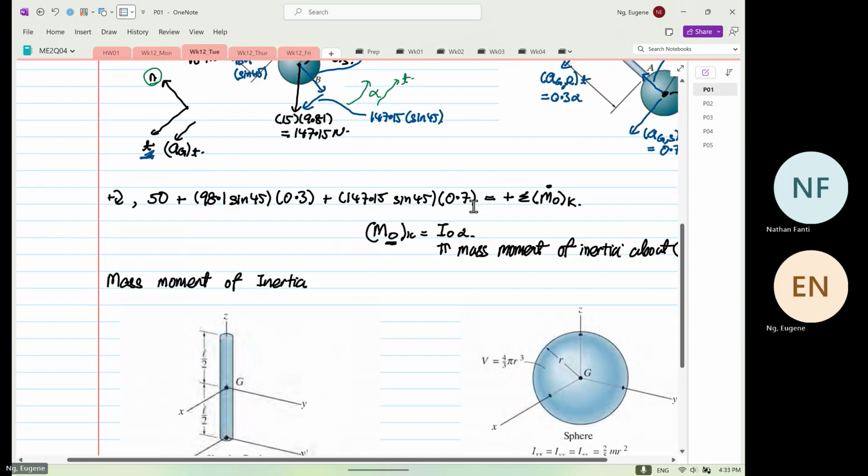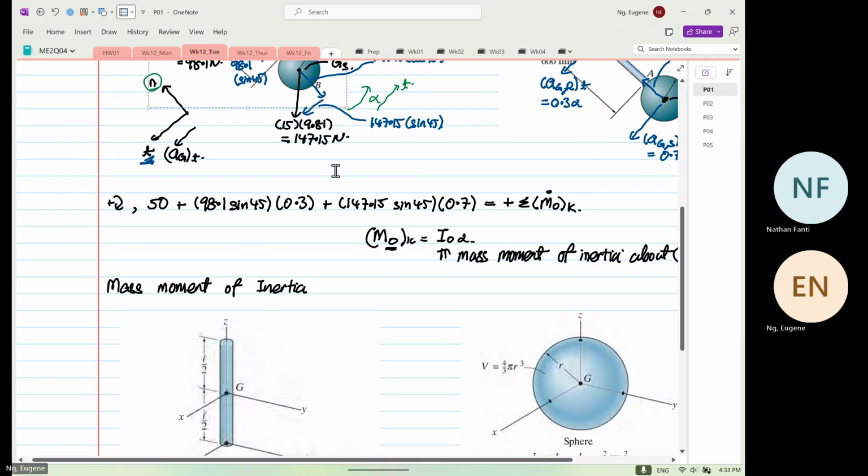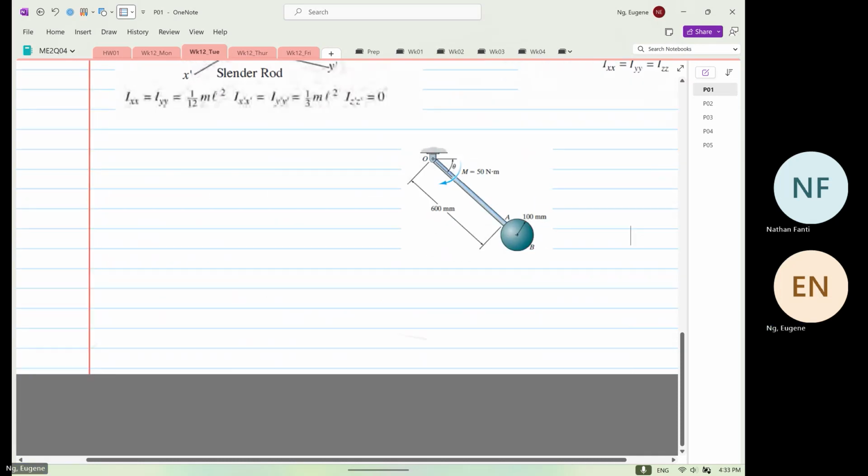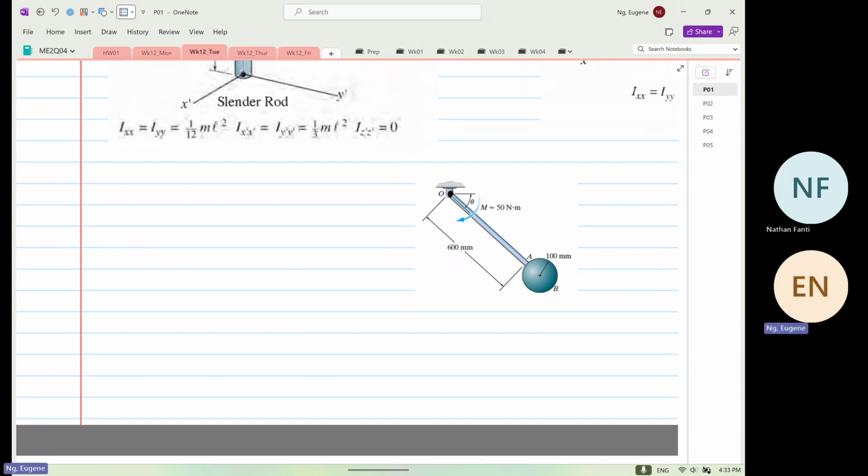If we were to find the mass moment of inertia about point O, on the left-hand side I would like to consider the slender bar. Down here is our G for the slender bar. There's an offset distance, so we have to use the parallel axis theorem. So I_O is equal to I_G plus m d squared.